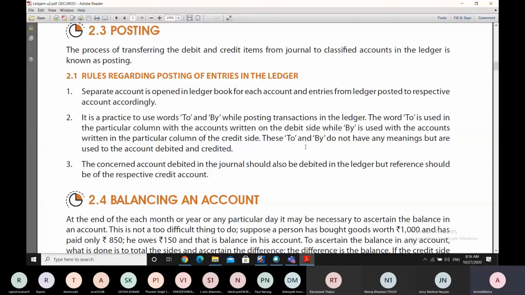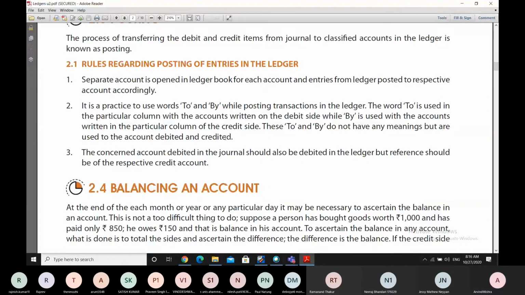And when we say that we debit any account, it means that we are making an entry on the left side of that account. Whenever we say that we are crediting any account, we are making an entry on the right side of that account. So wherever there is a debit entry for any account in the journal, that account would be debited in the ledger.